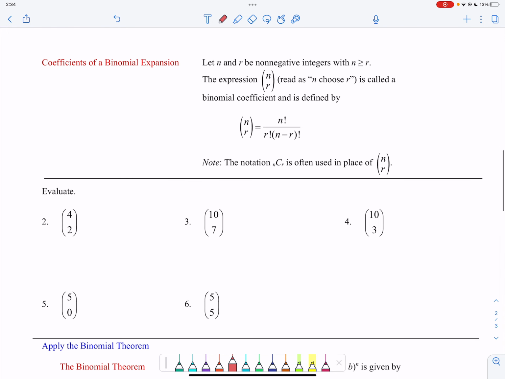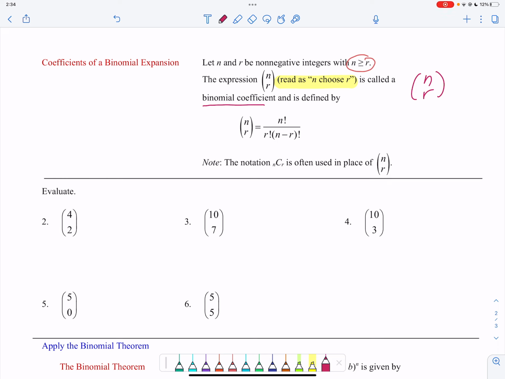Okay, coefficients of binomial expansion. We're going to let n and r be non-negative integers, and n is greater than or equal to r. So this expression, n choose r, looks like this. N choose r. And that's a binomial coefficient, and this is what it's defined by: n factorial divided by r factorial multiplied by n minus r factorial.